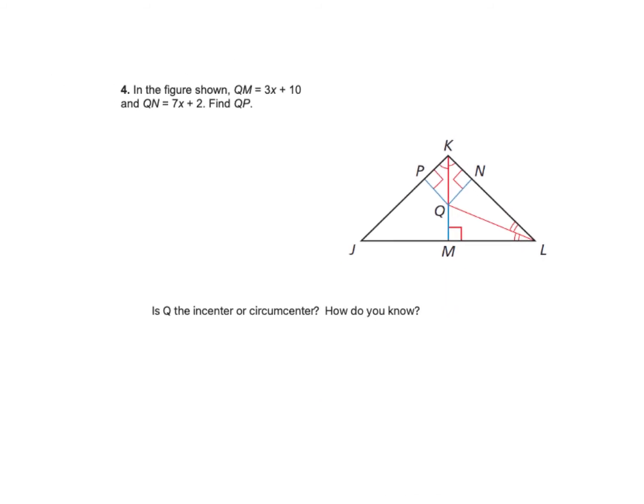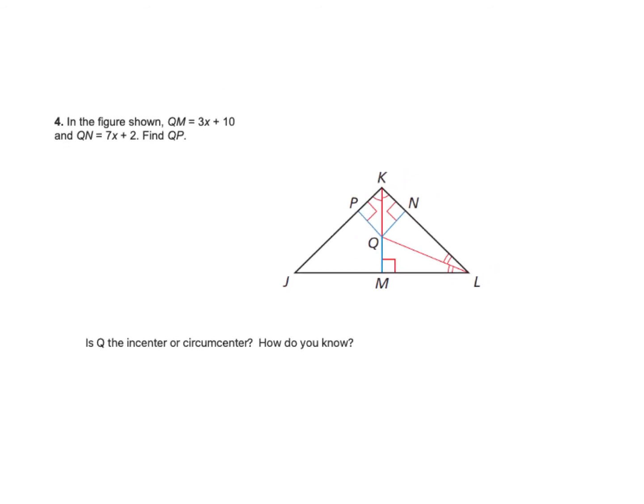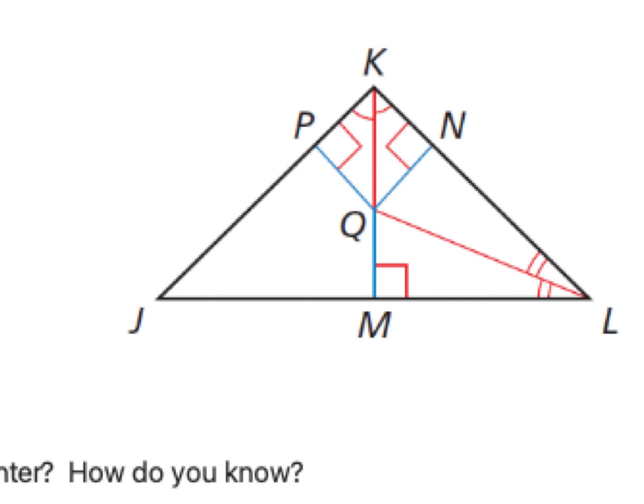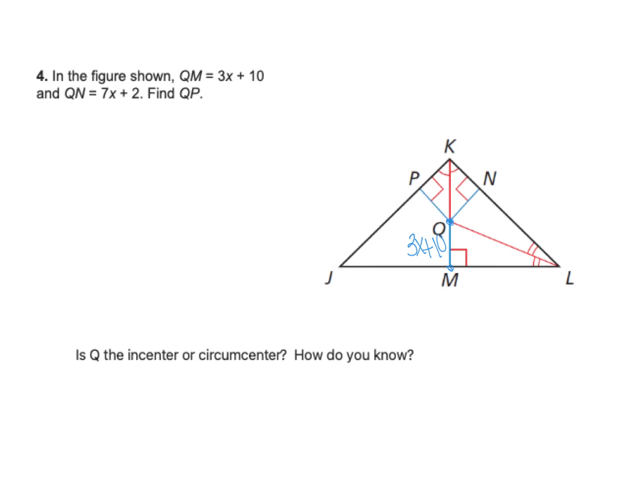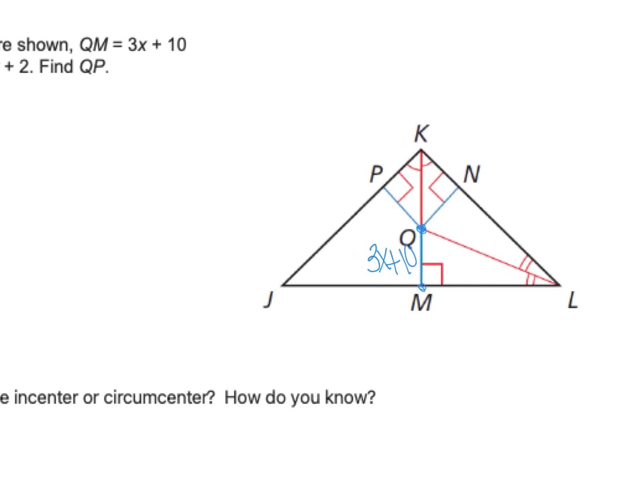Okay, let's look at this one. We've got some perpendicular marks, we've got blue lines, we've got red lines. In the figure, QM is 3x plus 10. So QM, that's from here to here, is 3x plus 10. And QN is 7x plus 2. So this guy here is 7x plus 2.